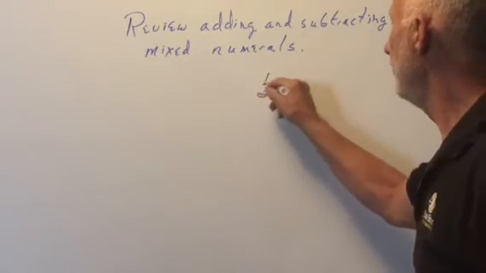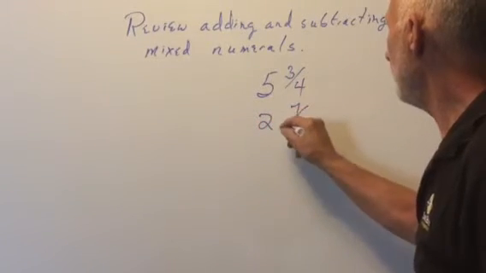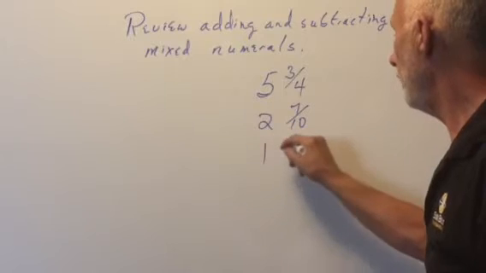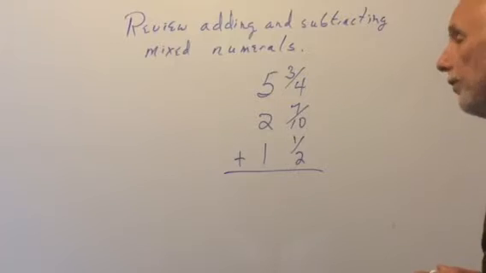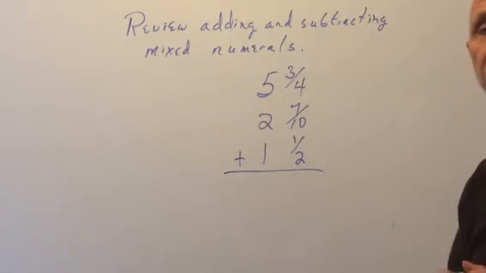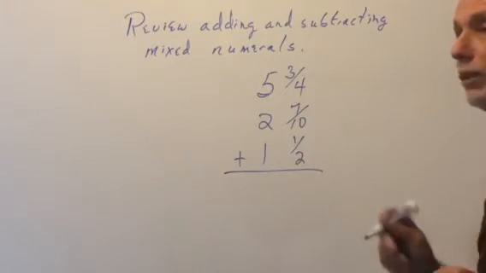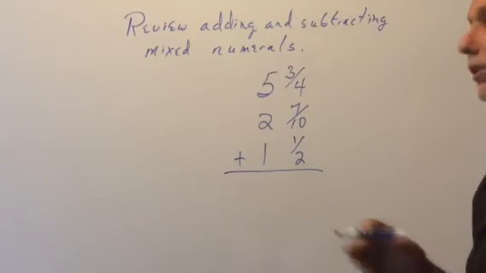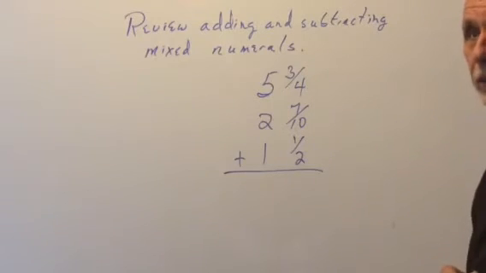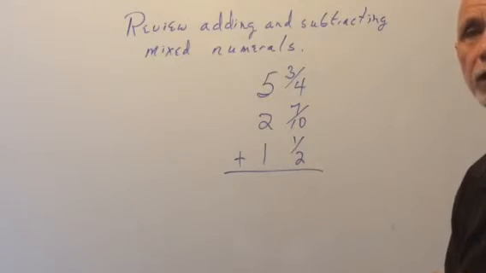Let's look at 5 3/4 plus 2 7/10 plus 1 1/2. Now again, if I wanted to add these three fractions, the first thing I have to do is find a common denominator. I need to find a number that 4 goes into evenly, 10 goes into evenly, and 2 goes into evenly. And some people choose a lazy way of doing it by just multiplying all the denominators times each other, like 4 times 10 times 2.